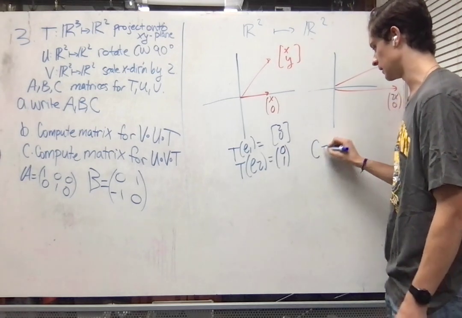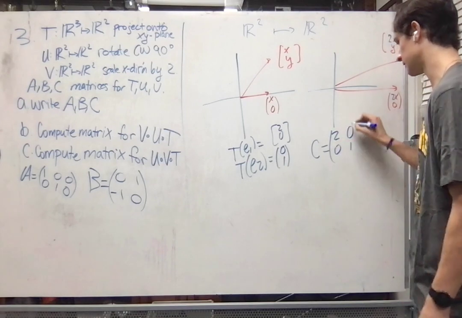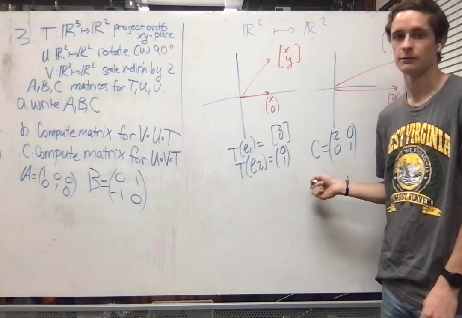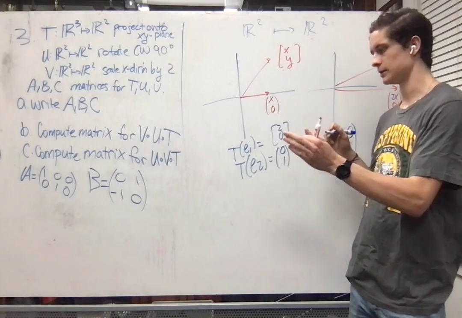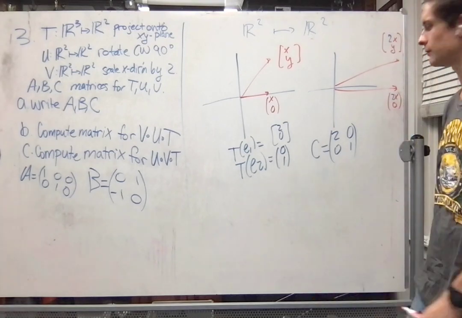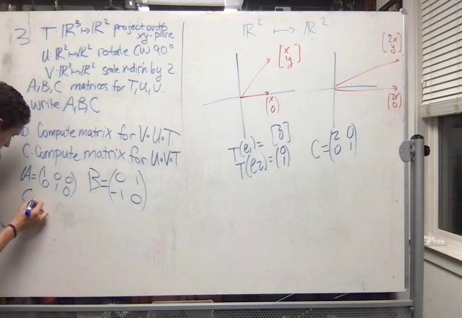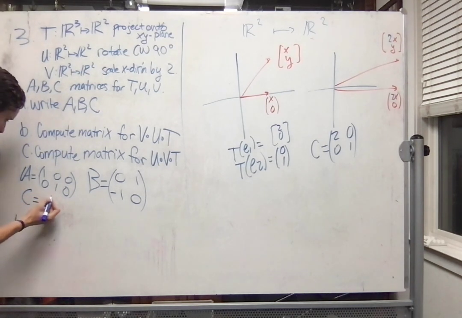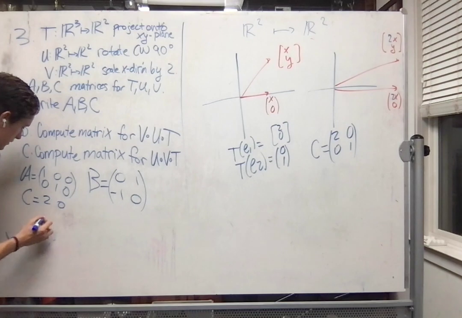So C is [2, 0; 0, 1] for scaling the x direction by 2. Once again, you might have memorized this formula, or you might have seen what scaling in a direction looks like, but once again, I like methods that are foolproof. So just keep in mind that if you want to find the standard matrix, all you have to do is apply the transformation to your standard basis vectors, and it's going to work out nicely for you.